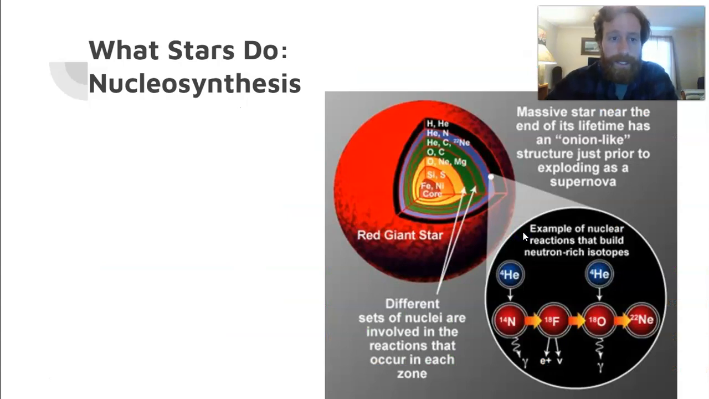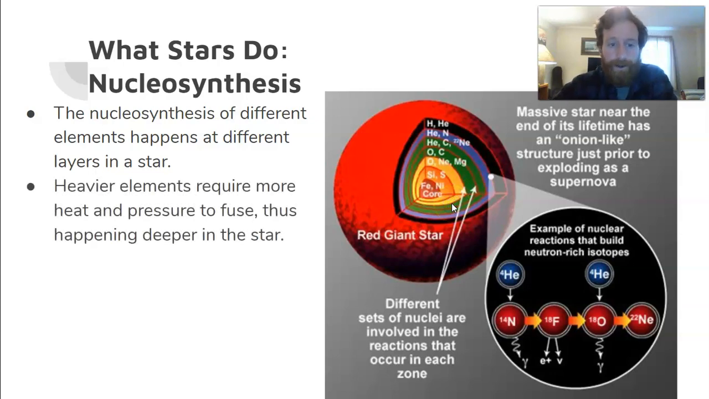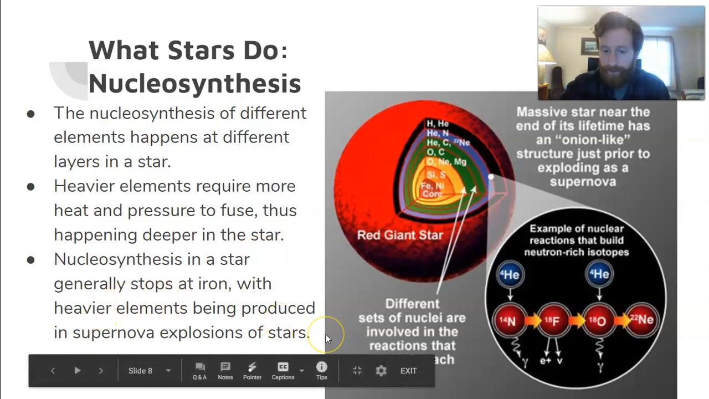A couple more comments on nucleosynthesis. The nucleosynthesis of different elements happens at different layers in the star, kind of like an onion. Heavier elements require more heat and pressure to fuse, and therefore they happen deeper inside the star. And nucleosynthesis in a star generally stops at iron, with heavier elements beyond that, like gold or silver, being produced in supernova explosions of stars.